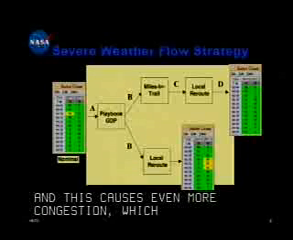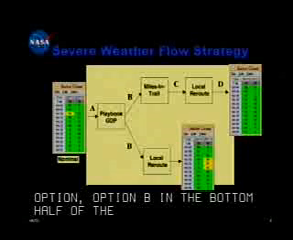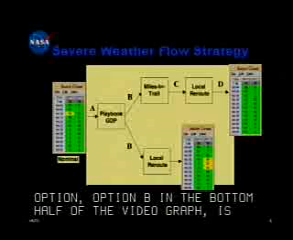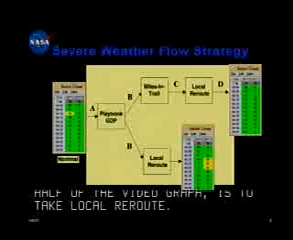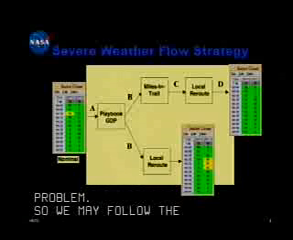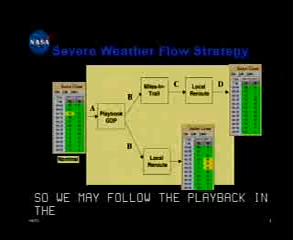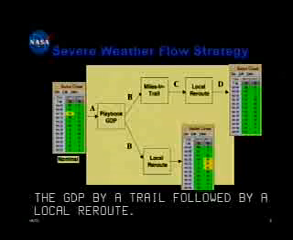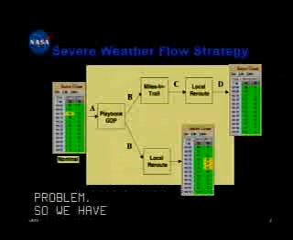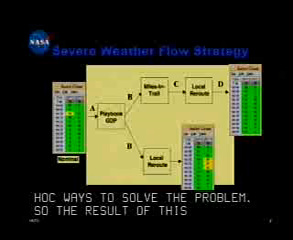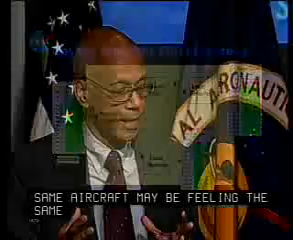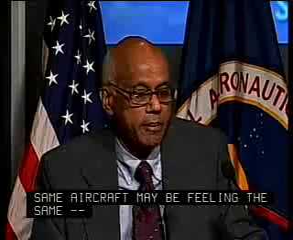Option B in the bottom half of the view graph is to take a local reroute. That doesn't seem to solve the problem. So we may follow the playbook and the GDP with miles in trail followed by a local reroute to completely solve this problem. So we have several ad hoc ways to solve the problem. So the result of this is the same aircraft may be feeling the same multiple effects, which might make it more delayed. Could I have the next view graph, please?